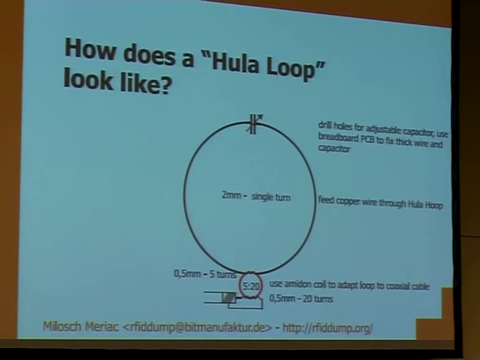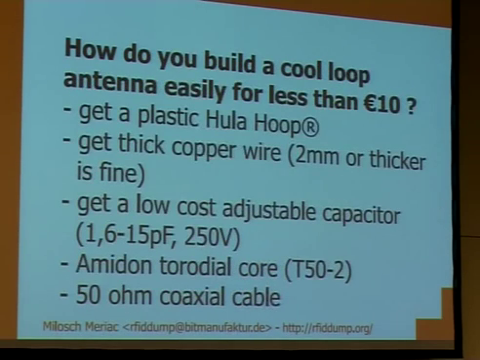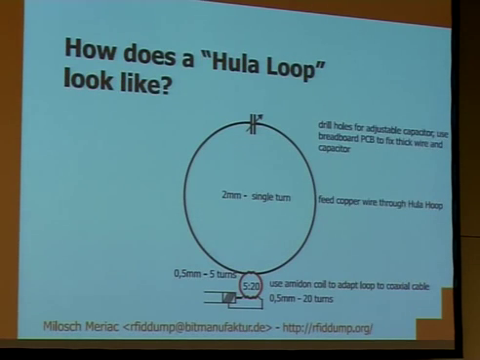The simplest possible loop antenna is made by buying a plastic hula hoop. Get a thick, really thick copper wire, 2 millimeter does the job. A very cheap adjustable capacitor and a toroidal core to create the interface to your BNC and your further processing equipment. And you just build it that way. Below you see the adjusting, and above the tuning capacitor where you tune the device to the resonant frequency you are listening to.